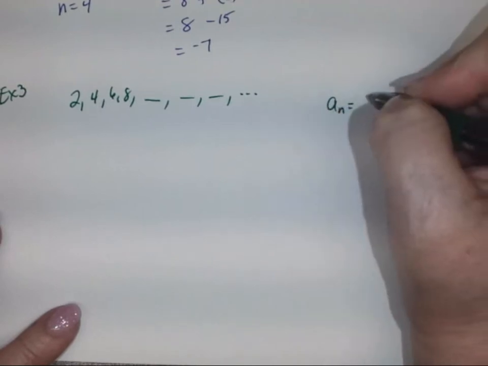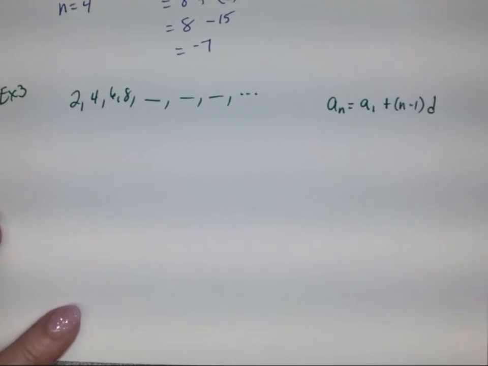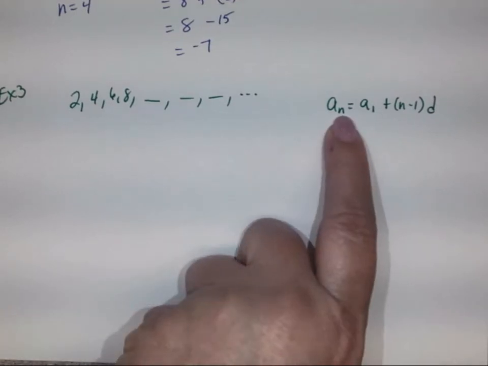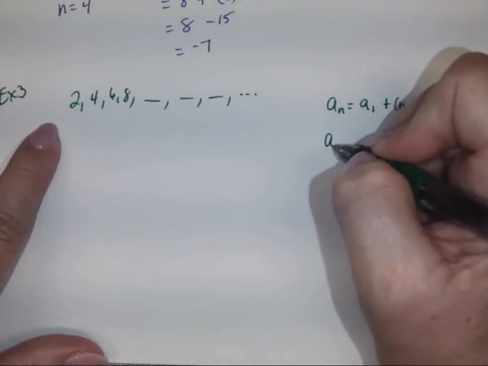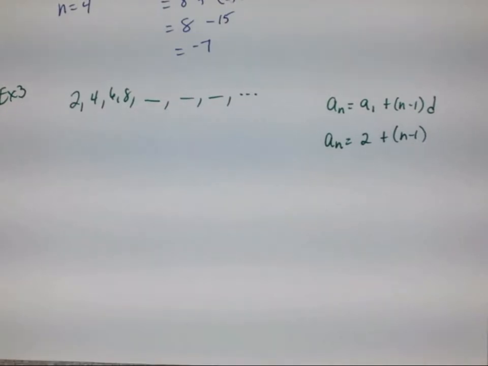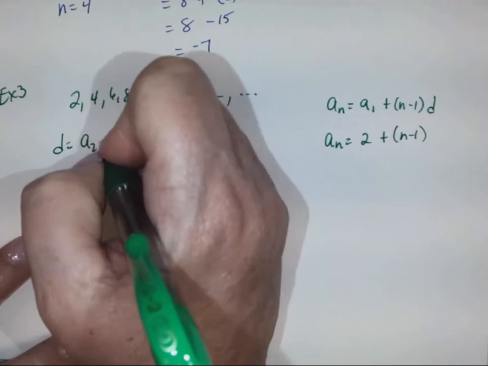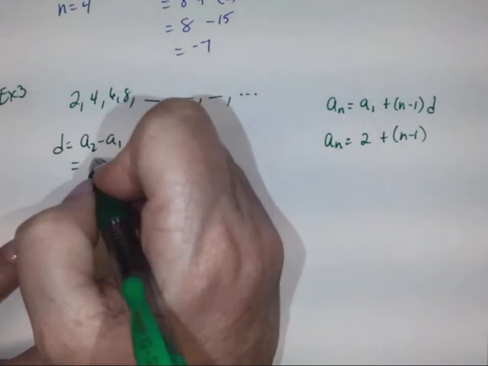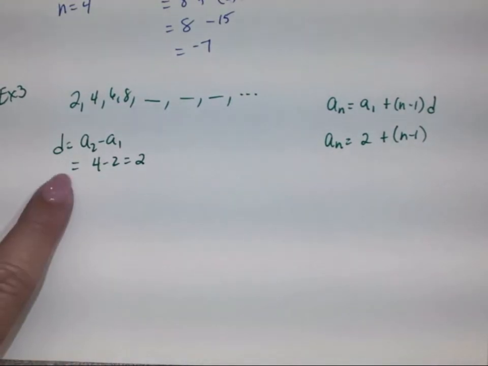So a sub n equals a sub 1 plus n minus 1 times d. And we need to know a couple of things. Well, if we're just finding the general term, we don't need to know the n. The a sub 1 is going to be 2. So a sub n equals 2 plus, we'll leave the n. But what about the d? So we've got to come over and find d. Our d is a sub 2 minus a sub 1. So it's going to be 4 minus 2, which is 2. So now we know what our d is.